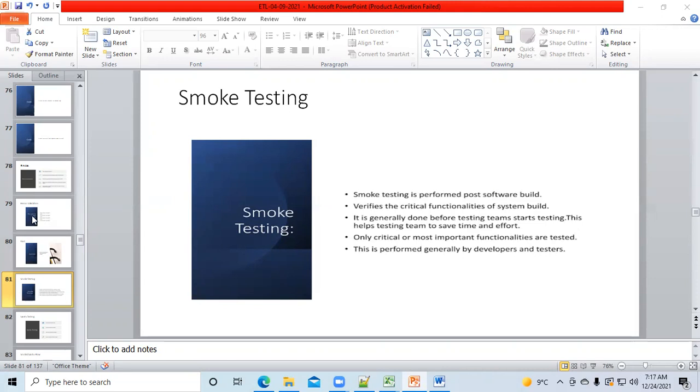Generally it is done before the testing team starts, meaning after development. You have to do this before the testing team starts, or when the development team has told you, okay, we have developed this code, please start testing. So this is for your own safety and benefit only. You just touch the main functionalities and see whether these things are ready or not, and then you should start testing.